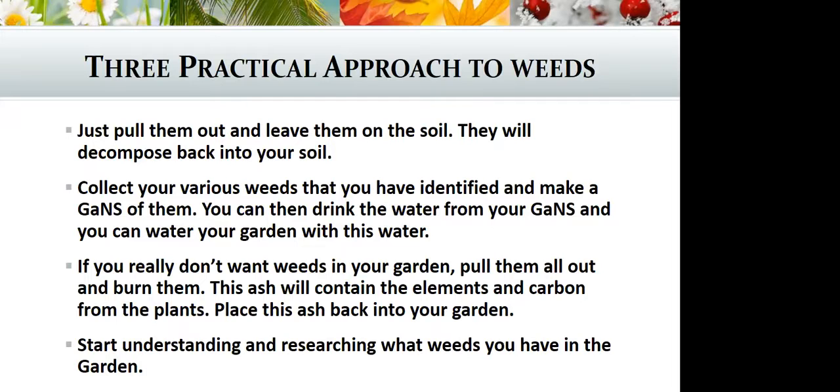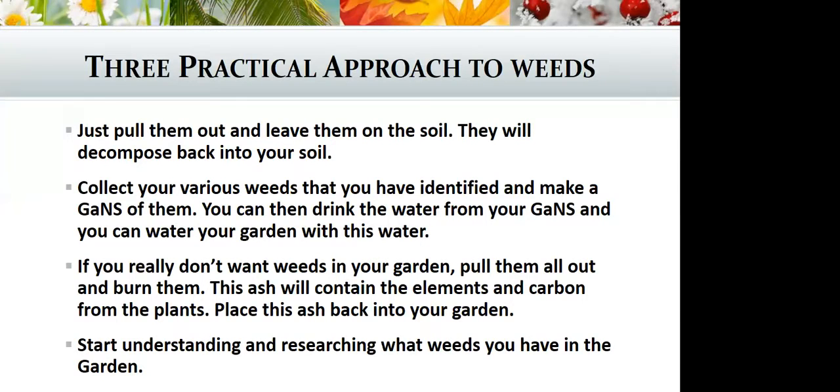You can collect the various weeds that you've identified, and then you can make a gans of them, just like you can make a food gans. You can then drink that water from the gans that you've made, and you can also use that water to water your garden. Because if you look at the composition of those two plants there, they have a lot of minerals in there. So it will be very good for you if you create a food gans out of that one and feed it back to your garden.